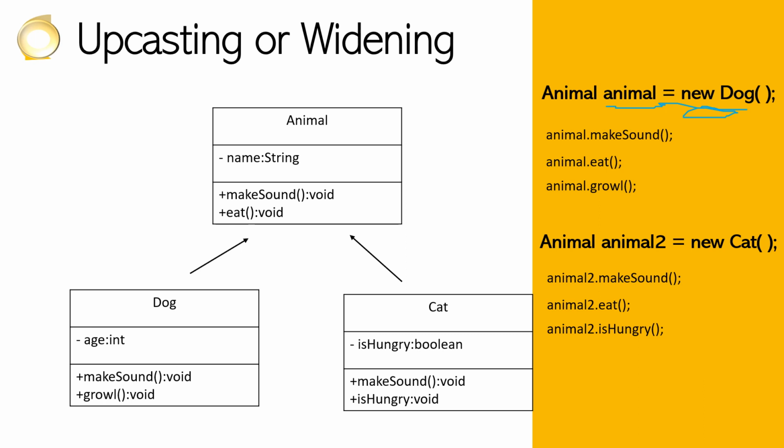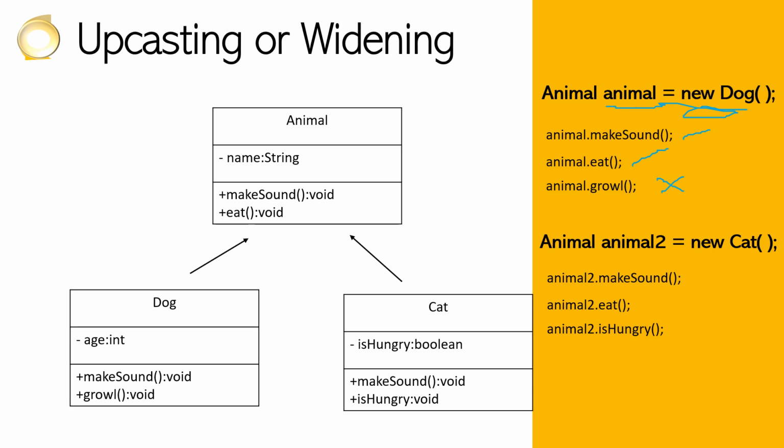So we are going to check if this one will compile or not. Animal.makeSound, it will compile, yes, because as viewed on the diagram, it has a make sound method. Next, animal.eat, will it compile? Absolutely yes, because the superclass or the parent class has an eat method. Next, animal.growl, this one will not. Why? Once upcasting is performed, it is not possible to access all the child class members. We cannot access the child class members anymore based on the explanation.